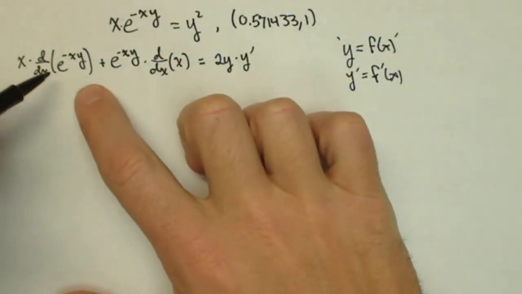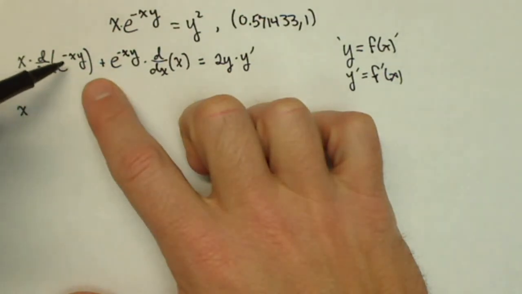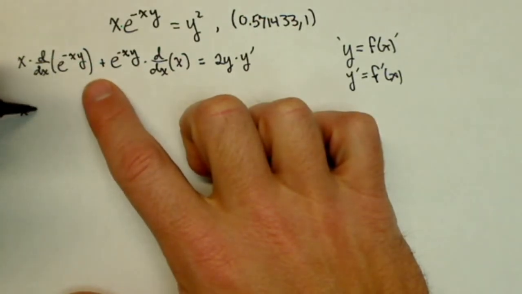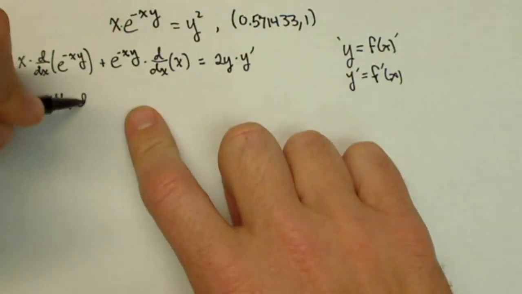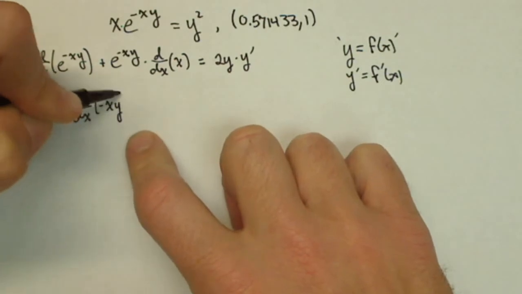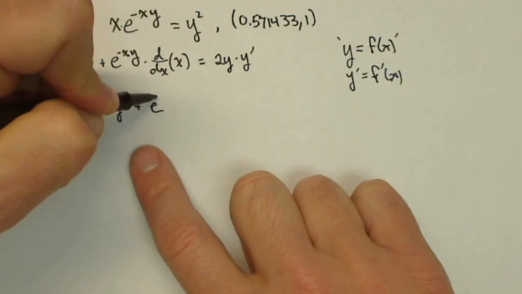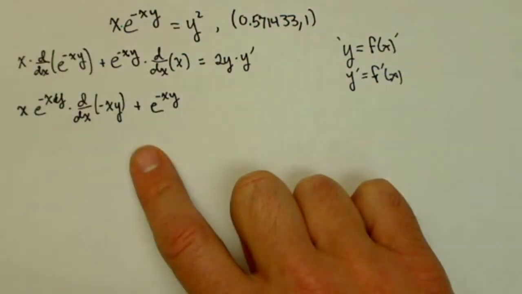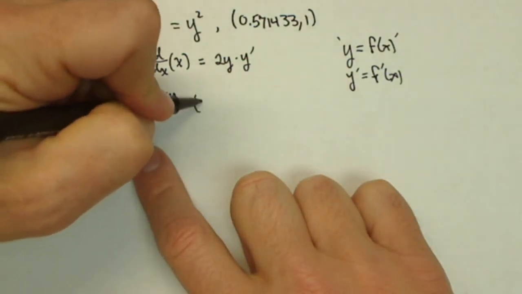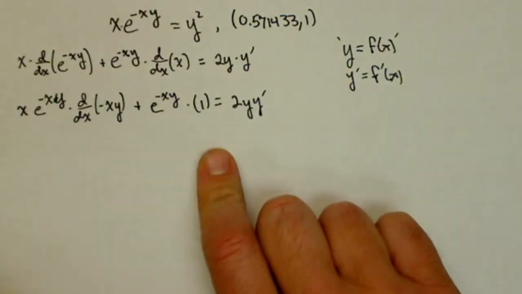This one's going to get a little bit larger. So I have x. Now the derivative here is going to be a chain rule. The derivative of an exponential always has itself in it. e to the negative xy times the derivative with respect to x of the inside function, which is negative xy. So we're going to have another step of derivative there. Over here we have e to the negative xy times the derivative of x, which is just 1. And this side again is done, 2y y prime.